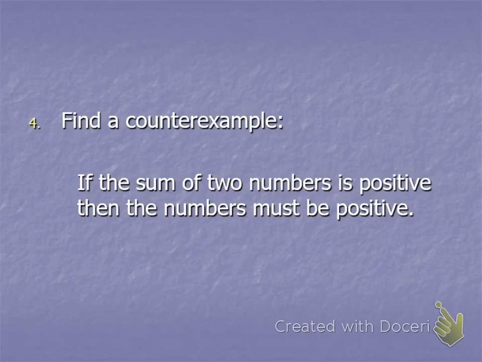6 and negative 2. All right. So if we take 6 plus negative 2, what do we come up with? A positive 4. Okay, so this said that if the sum is positive, which our sum is positive, then the numbers must be positive. But they weren't both positive, right? We had one that was negative. So this would be a good counterexample to show that this statement is not always true.